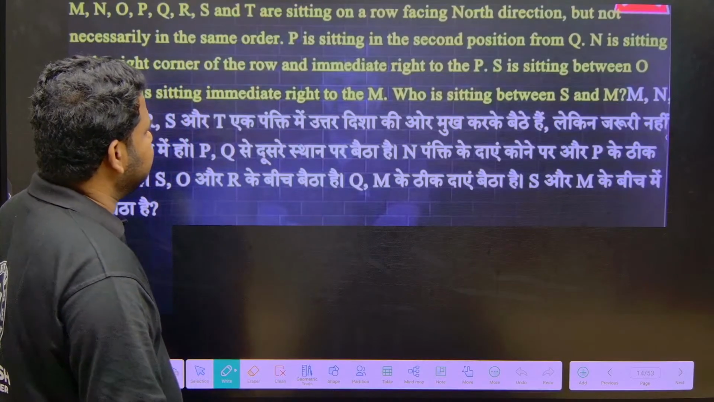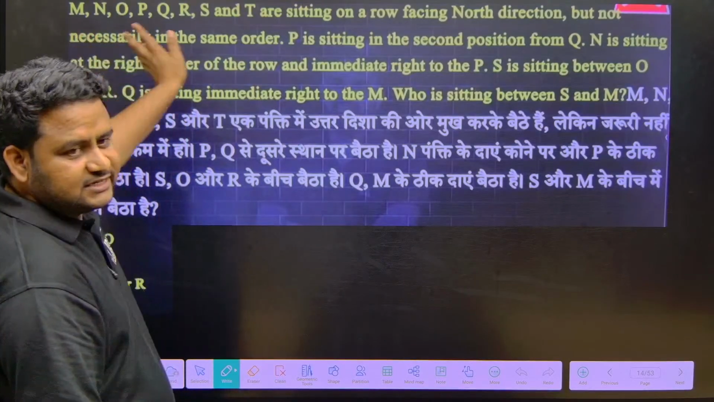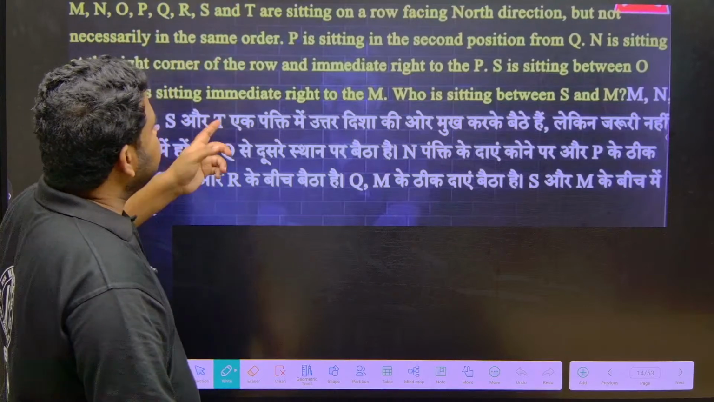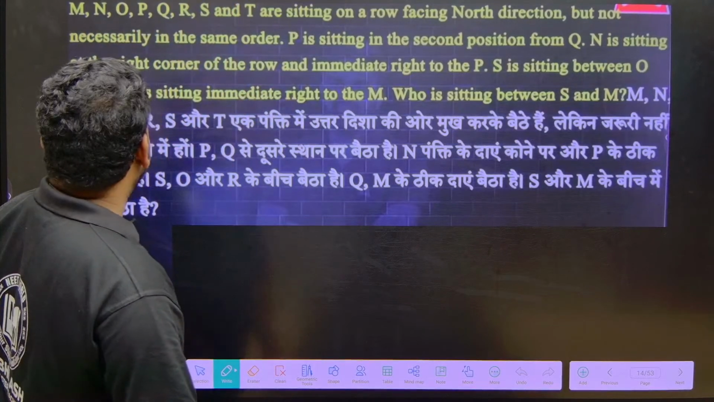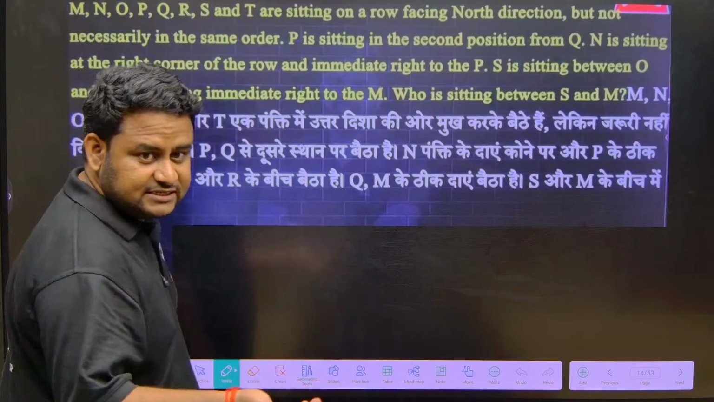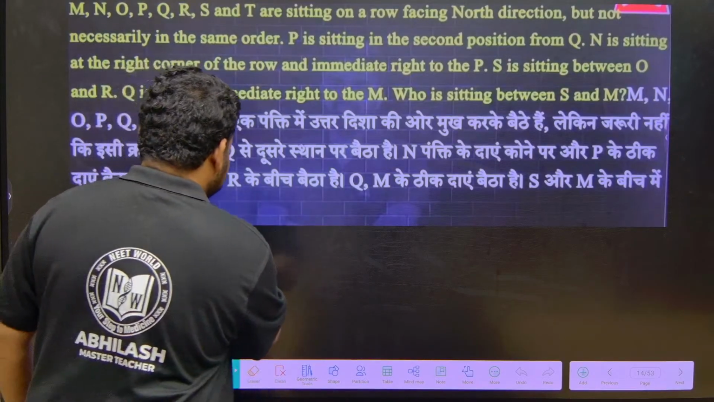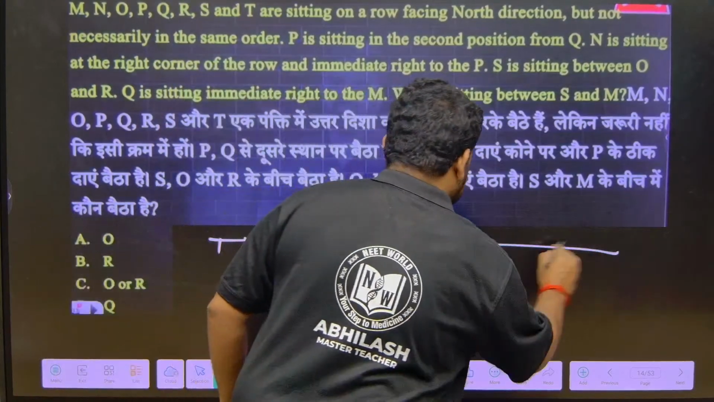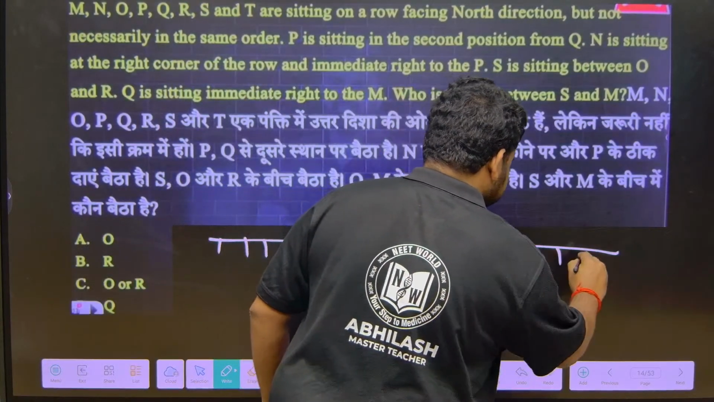Same question? No, it is different, but not necessarily in the same order. How many persons? 8 persons. P is sitting on the second position from Q. N is sitting at the right corner of the row. So there are 8 persons: 1, 2, 3, 4, 5, 6, 7, 8.